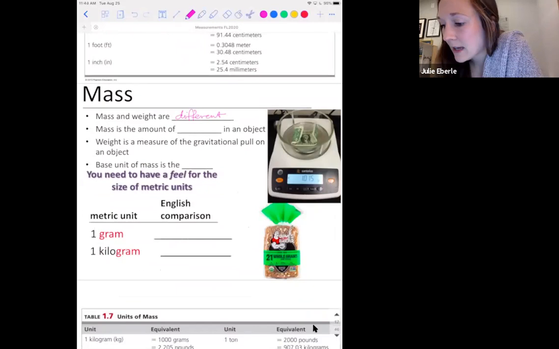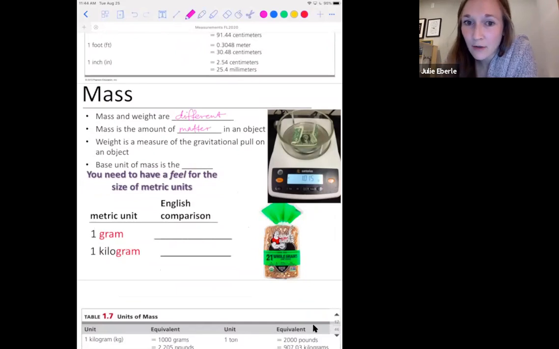And then secondly, mass is the amount of matter. Remember we started off last week talking about matter? The amount of matter in an object, all right? Weight is different. How is it different? Weight is a measure of gravitational pull. Your weight is different if you're on the moon versus if you're on planet Earth, but your mass is the same. You have the same amount of matter in you if you're on the moon versus if you're on the Earth, okay?